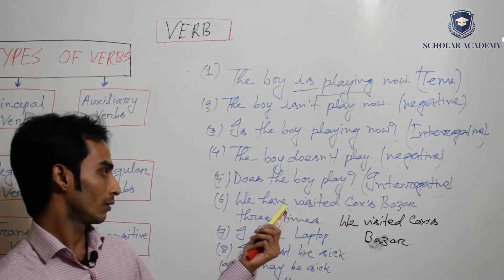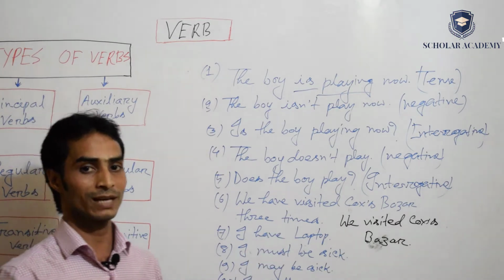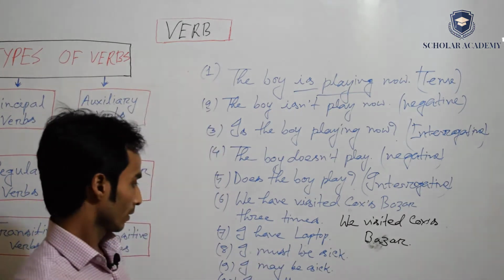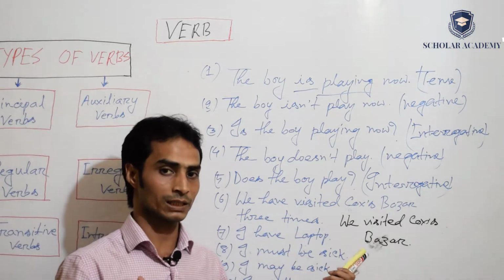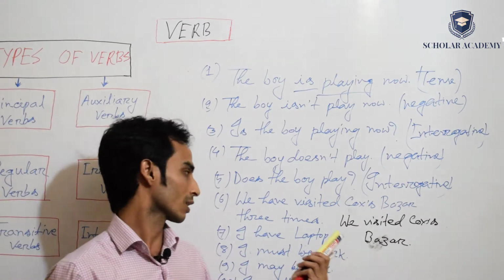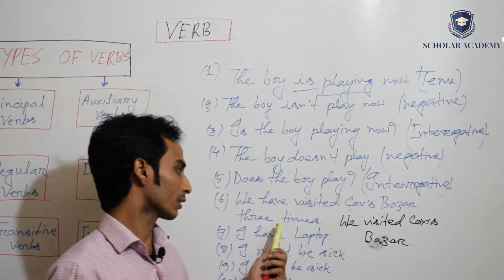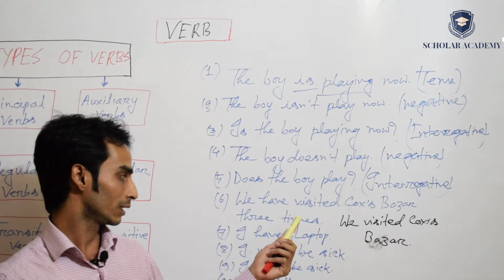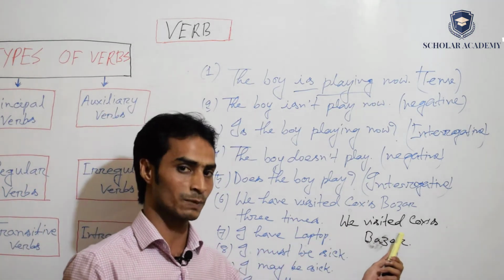That means have is used in the sentence for life experience. That means in our life, how many times did we visit Cox's Bazar? We have visited Cox's Bazar 3 times. That means it is a life experience.